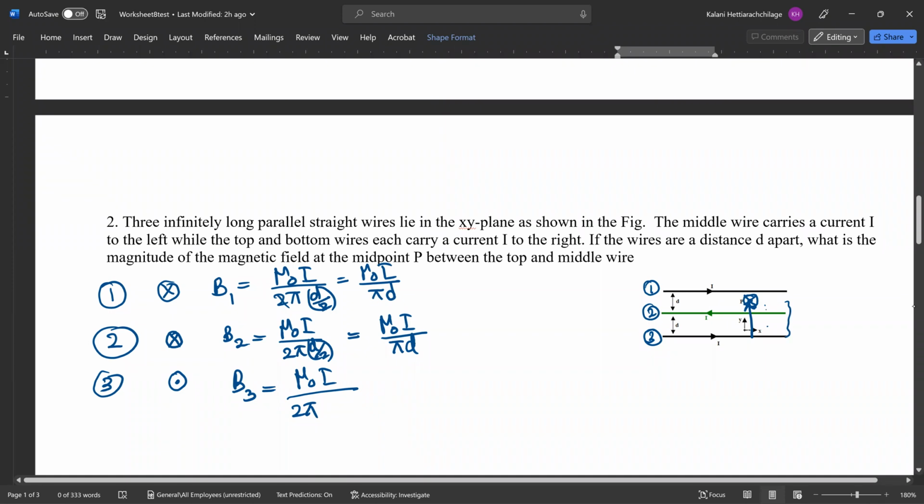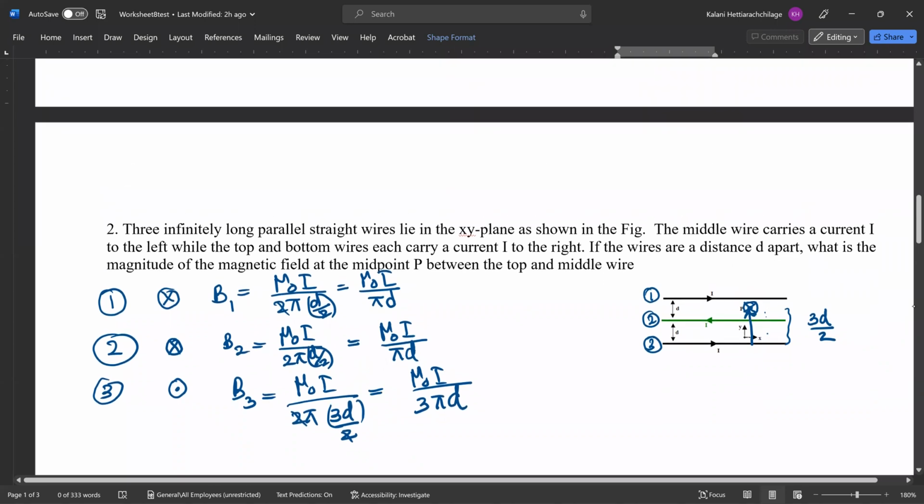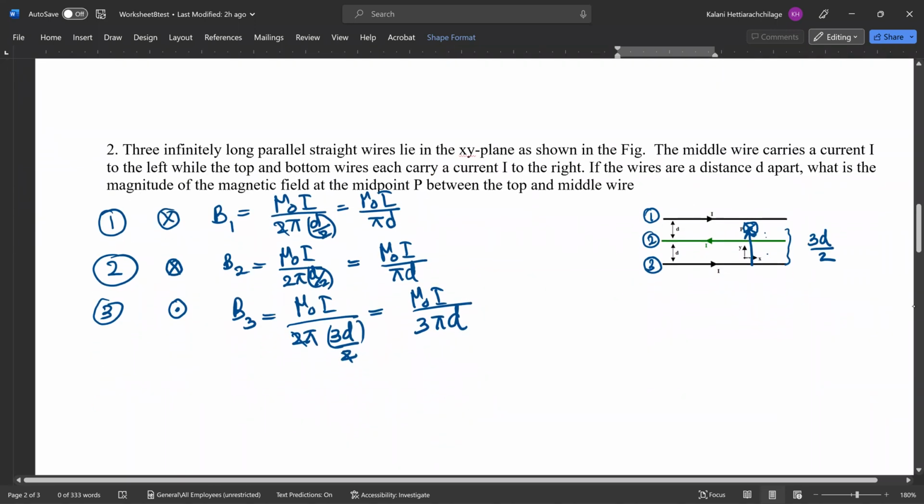So that will be 3D over 2, right? So 3D over 2. So now 2 to cancel out again. That will give me mu naught I over 3 pi and D, right? So now we need to find the net magnetic field, right?